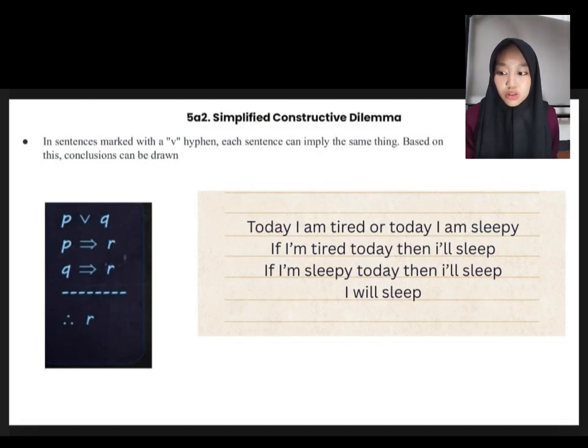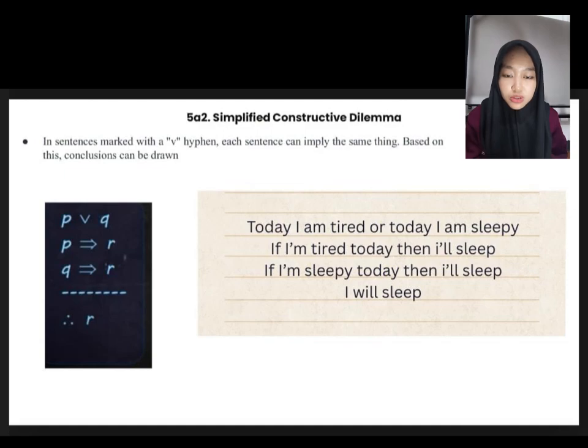Based on this, a conclusion can be drawn. The formula is P or Q, P then R, Q then R, so the conclusion is R. For example: today I'm tired or today I'm sleepy. If I'm tired today, then I will sleep. If I'm sleepy today, then I will sleep. Today I am tired is P, or today I'm sleepy is Q.